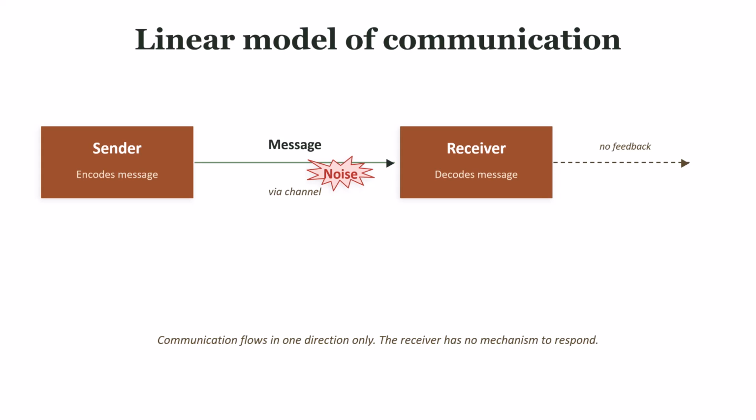This model has an obvious limitation. It treats communication as a one-way street. The receiver is passive, just a target. There's no room for feedback and no acknowledgement that context may affect how a message lands.